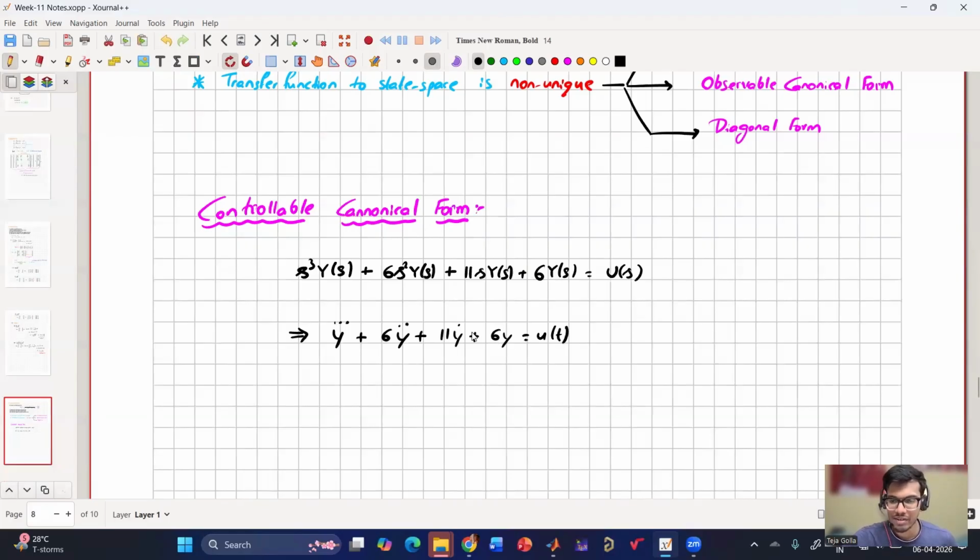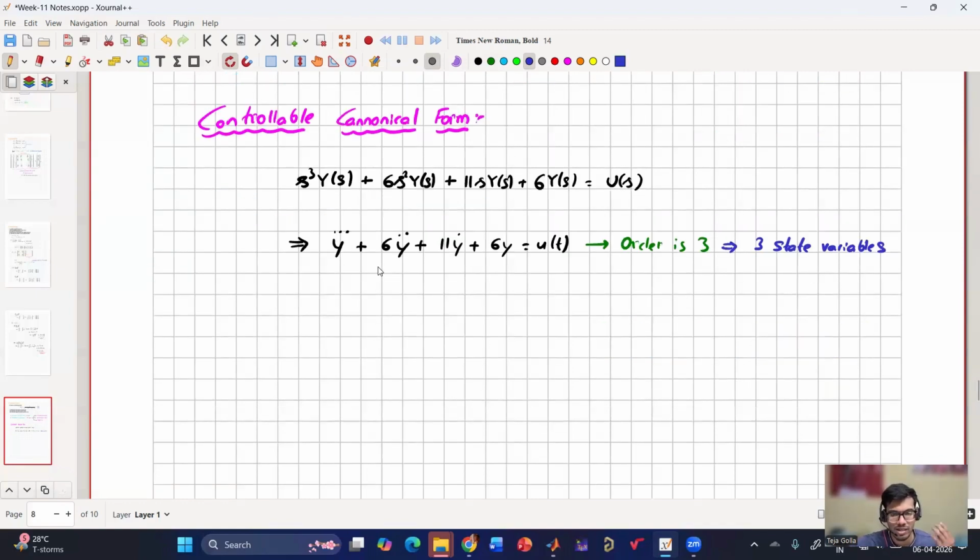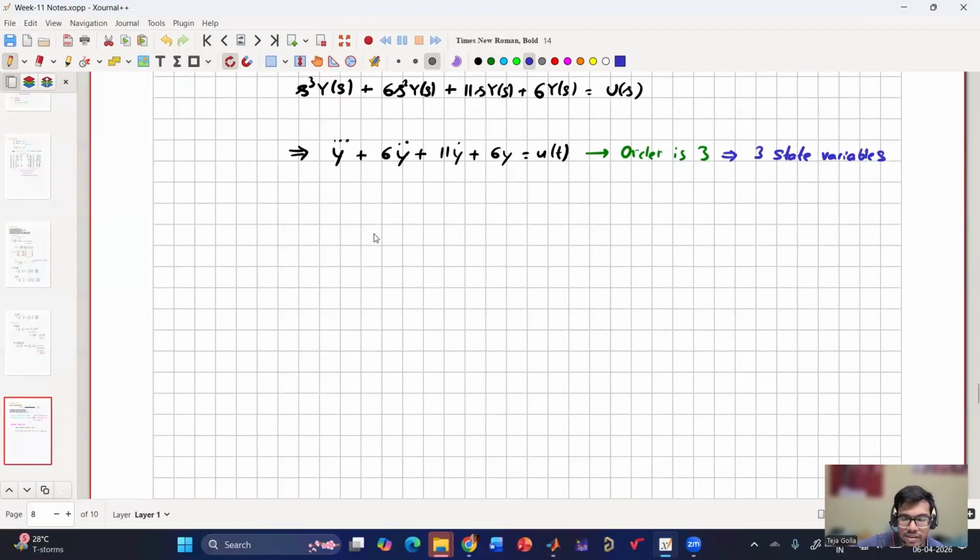So this is what exactly we have solved at the beginning of the session, and we have told that first check the order of the system. The order of the system is 3, which means 3 state variables or 3 states. So this makes our life simpler. We'll follow what exactly we have done at the beginning of the session. So my 3 states, I'll start with y and then I'll take the derivatives.